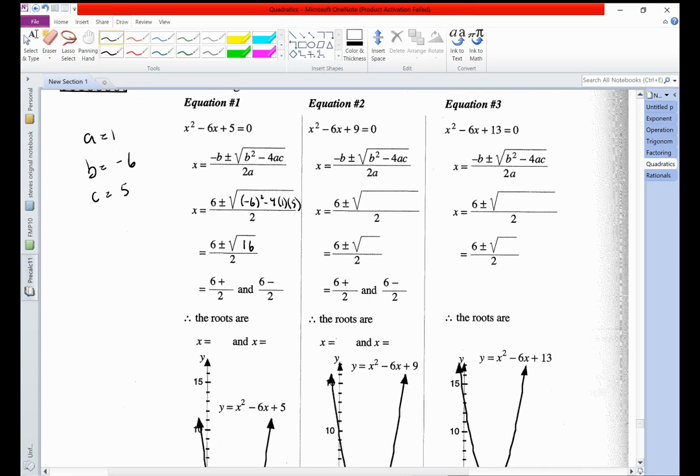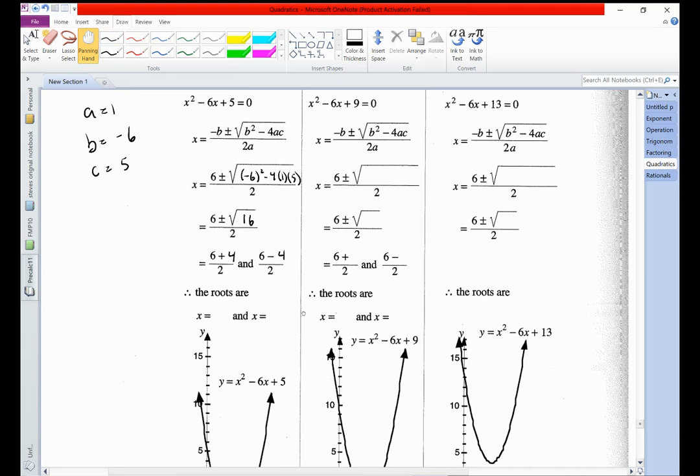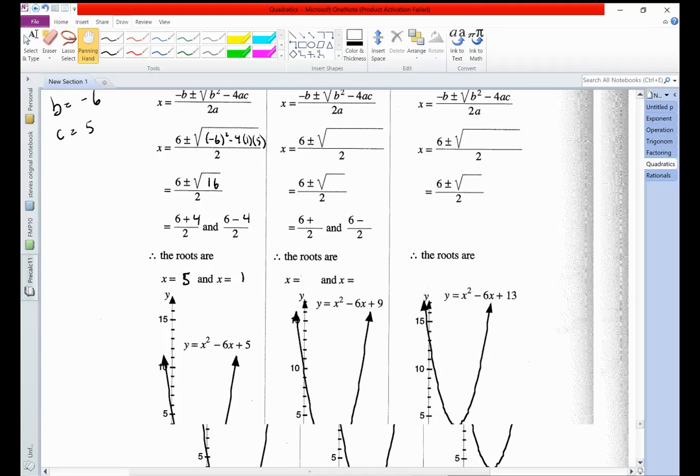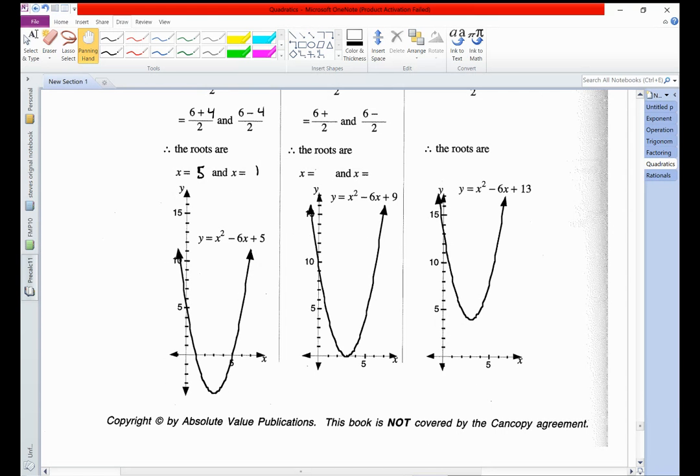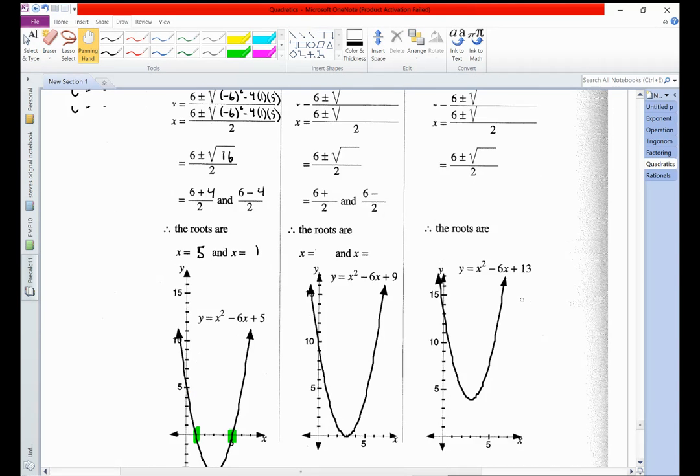So we have 6 plus 4 divided by 2, or 6 minus 4 divided by 2. And when we solve that, 6 plus 4 over 2 is going to be 5, and 6 minus 4 over 2 is going to be 1. So we have two roots, and you can see that when I attempt to scroll, my computer glitches out. You can see we have two roots, right? We have one there and one there, or two zeros. All right, let's do the next one.